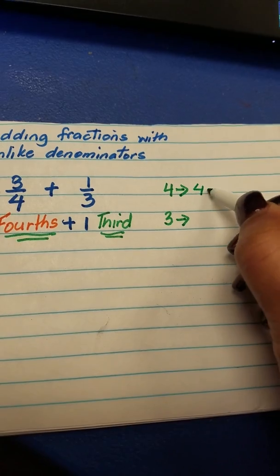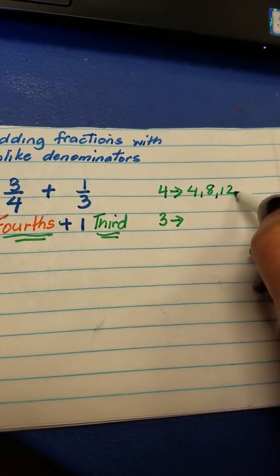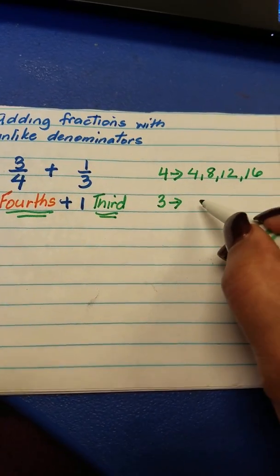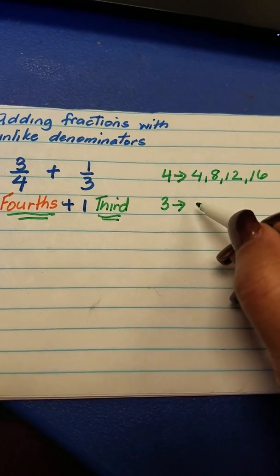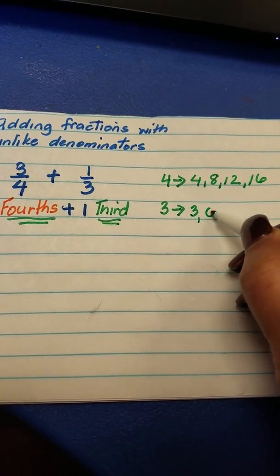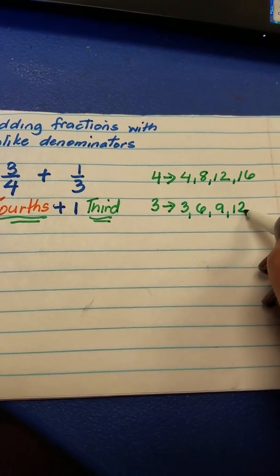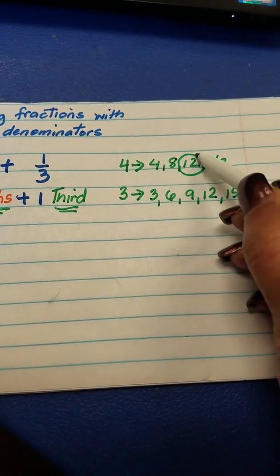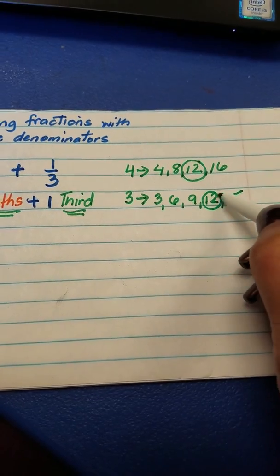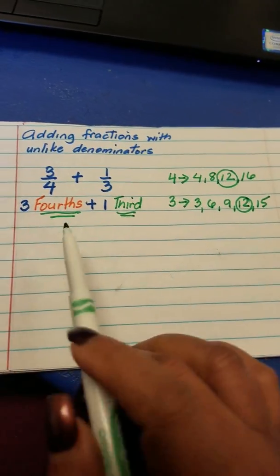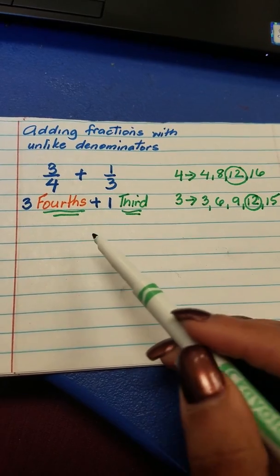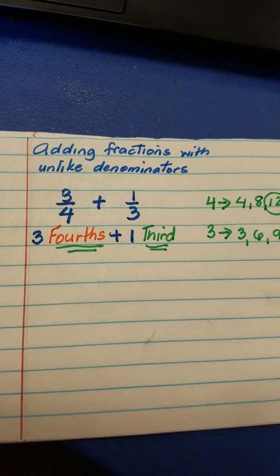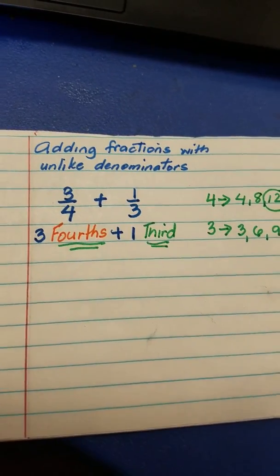So we'll have 4, 8, 12, 16. And we're going to stop there to see if we can find one of these as a common unit or a common denominator. 3, 6, 9, 12, 15. And I look here, and I notice that a common denominator for both fourths and thirds would be 12s. But I'm not going to write the number 12. I'm going to spell the unit 12s. So now we have something common for both.